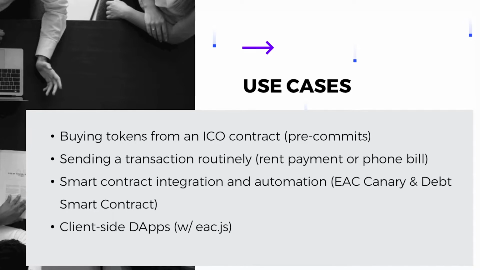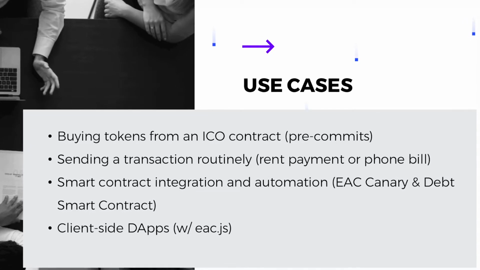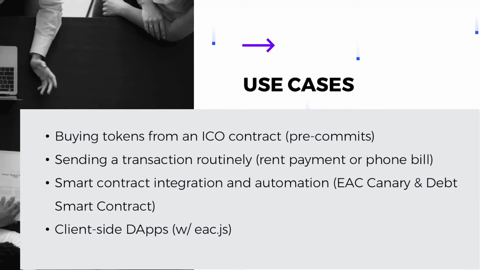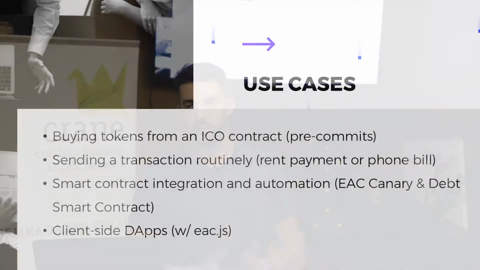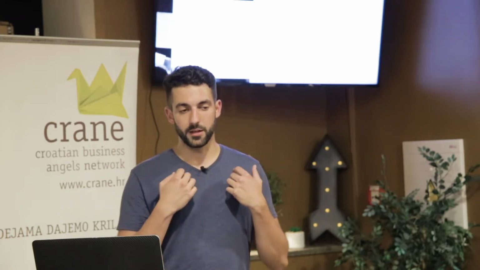So what are some of the use cases of this protocol? Let's say you want to contribute to an ICO. Hopefully you know what an ICO is. It's short for initial coin offering, and it is a way of gathering funds. It is mostly done by blockchain startups. They say, okay, we want to gather a certain amount of funds and we give you these tokens in return for your investment in our project.